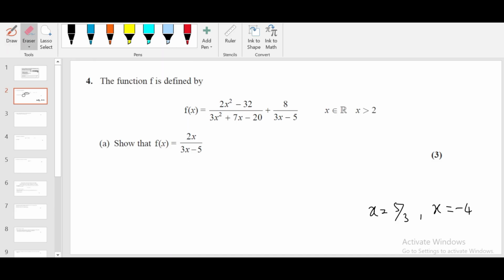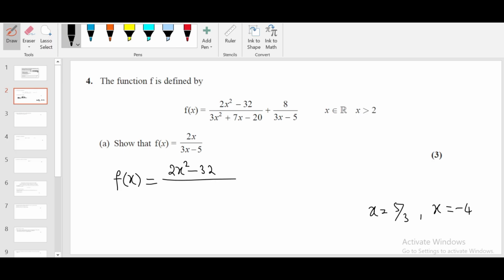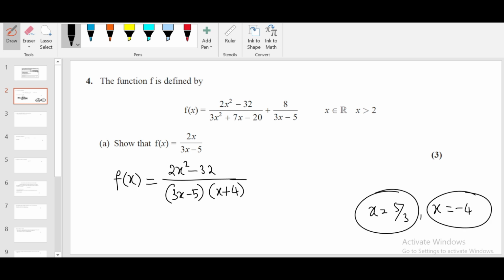What does that mean? You can write f of x is equal to 2x square minus 32 divided by, put it as a factor. You can write it as 3x minus 5, x plus 4 using these two numbers. But you need to be very careful here. You always check when you multiply these two, you are getting the first term of this or not. Because if the function has a common factor, you won't get it actually. So you need to verify that.